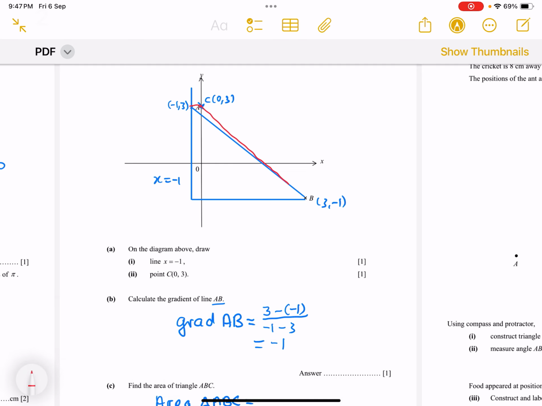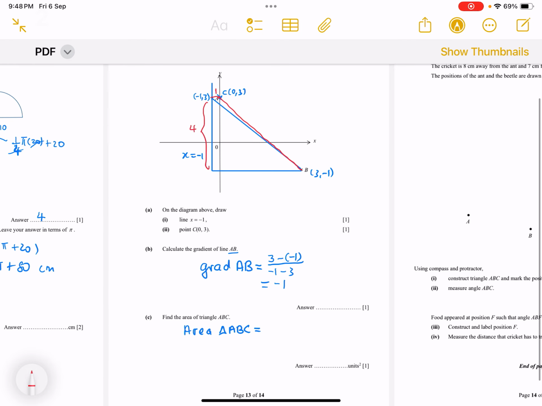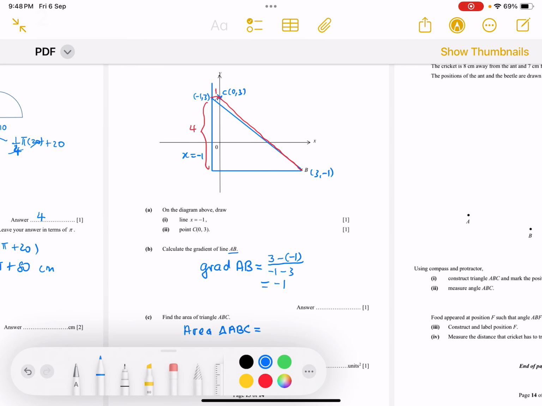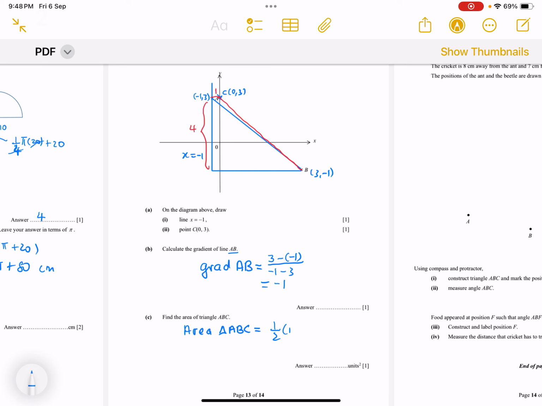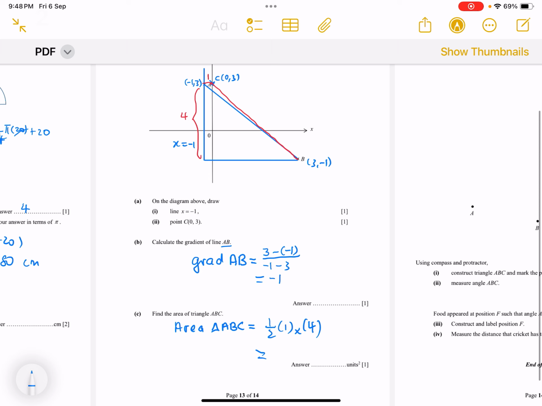This triangle. Okay, it's quite a small triangle. The base of the triangle is 1, and the height is the difference in the y value, and that is 4. The height is 4, and the base is 1. So the area of the triangle is simply half base times height, so it's 2 square units.